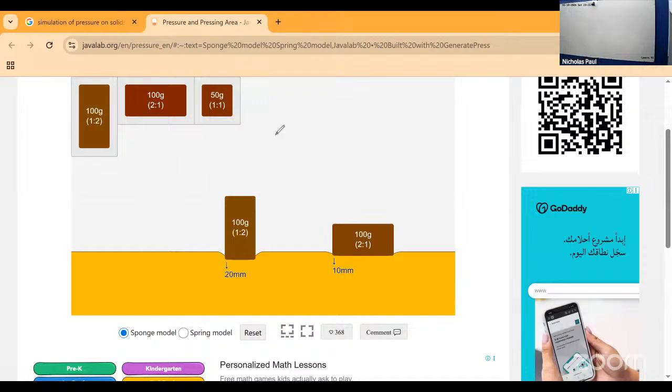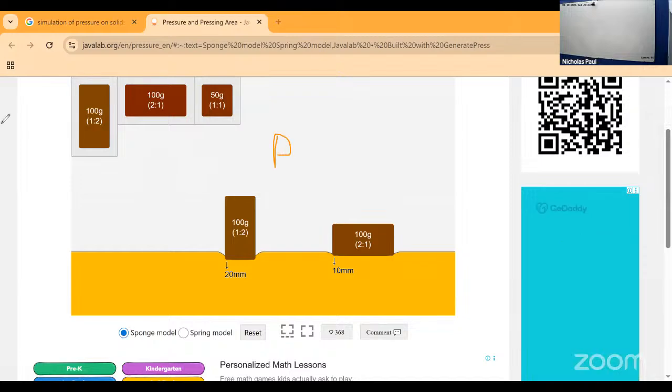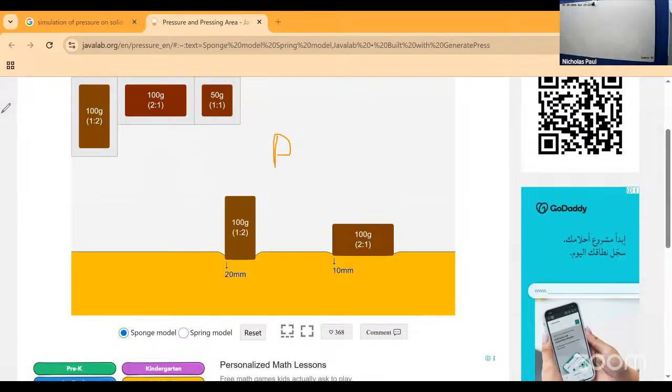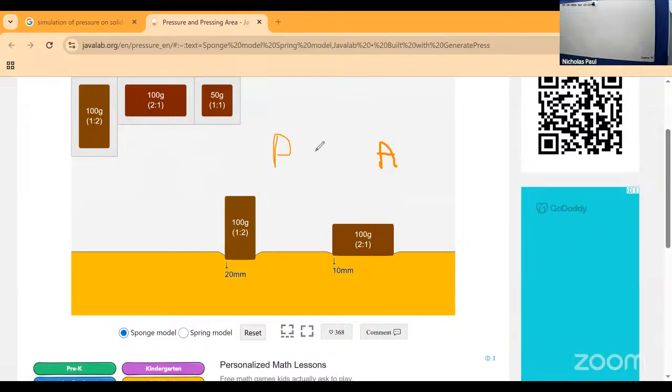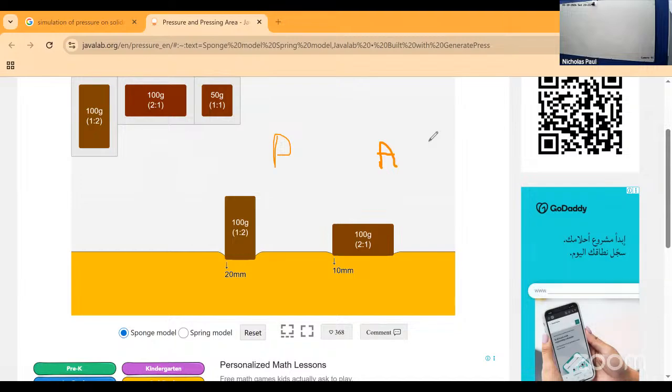So how is pressure and surface area related? What's the word? I'm giving you no hints. Two very important words in physics. Something and something. No letters. How is pressure and area related? Two words, opposite of each other.